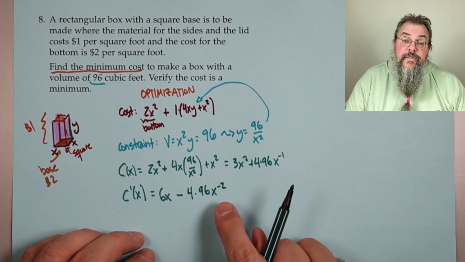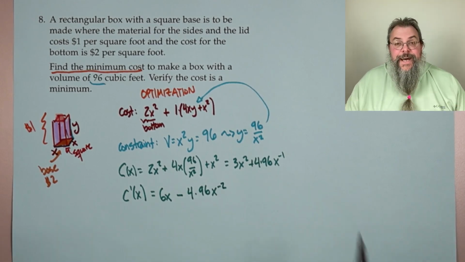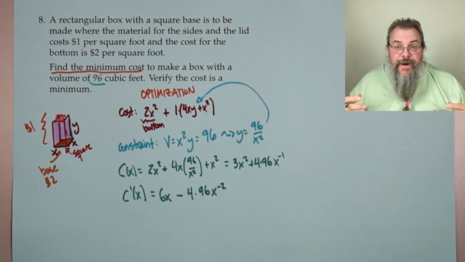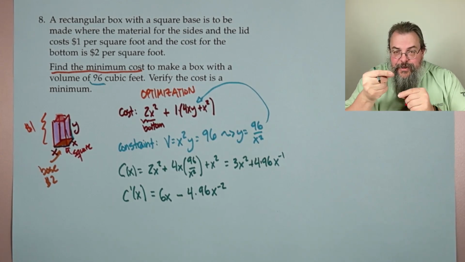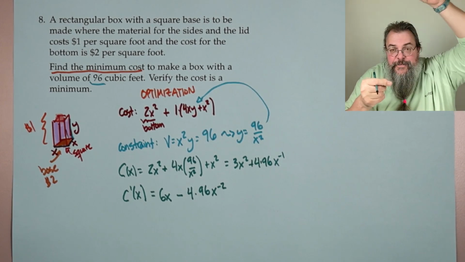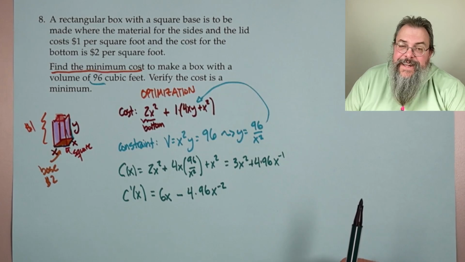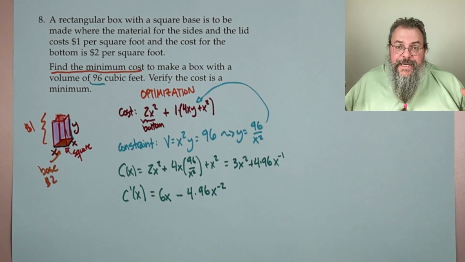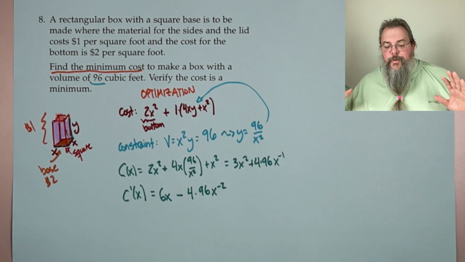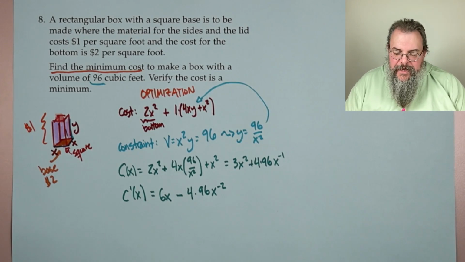Now, this is undefined at x equals 0. However, x equals 0 is a very uninteresting box. Because what do you have? You have 0 width, 0 depth, and you'd have to have infinite height to get your volume. And so basically, x equals 0 is just physically impossible. Okay, so we know it's not coming from x equals 0.